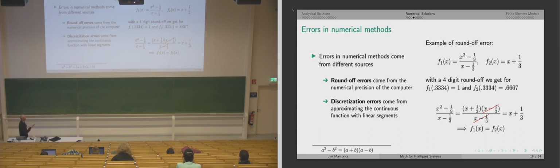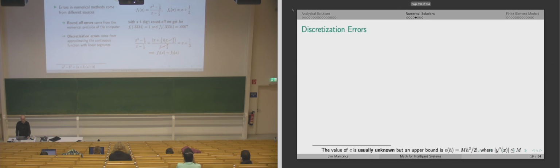So you see that x squared minus 1/9, this is the identity that's here, is equal to that. You can cancel this part from the denominator, and you get that f1 is equal to f2. So even though the functions are exactly analytically the same, the evaluation at a truncated point, which is not exactly 1/3, it's 1/3 truncated, will lead to errors. Okay, that's called the round-off errors in numerical methods.